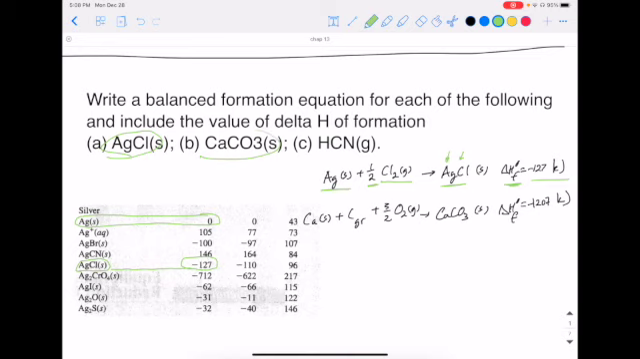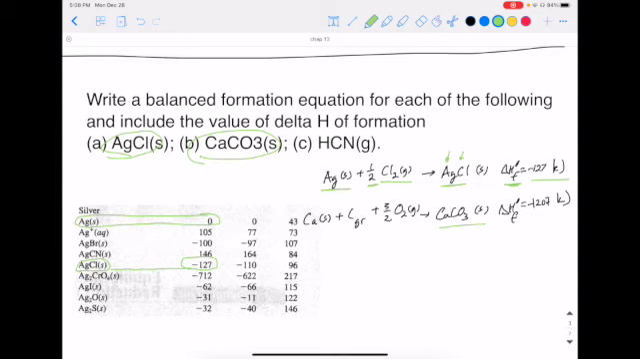I'll do one more example here. For calcium carbonate, I'm going to write calcium carbonate on the product side as 1 mole, and then you would think about what elements make up calcium carbonate. Well, there's calcium, there's carbon, and there's oxygen. So then, just the same as you did with the silver chloride, you're going to look up Appendix 4 and figure out in what state they are in the standard state.